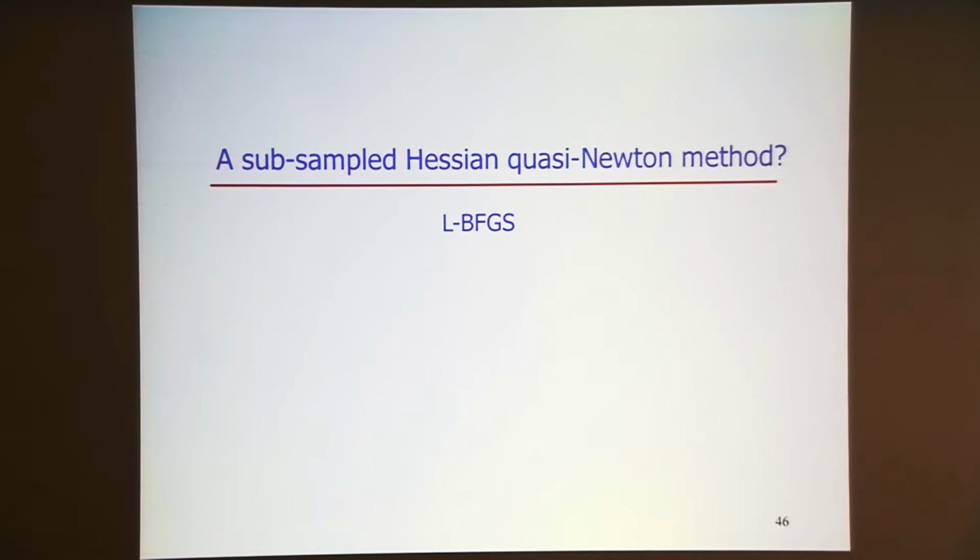Okay, I want to just emphasize this idea by saying, could we apply similar concepts in the context of quasi-Newton methods? Is there a subsampled Hessian quasi-Newton method? And if so, how should it be designed? So we have an answer here, but maybe some of you can come up with a better answer. I'm going to assume that people are familiar with the limited memory BFGS method.